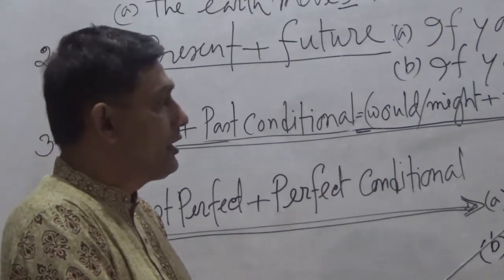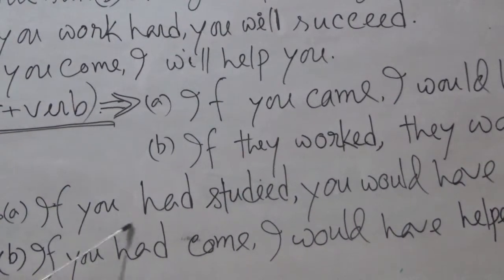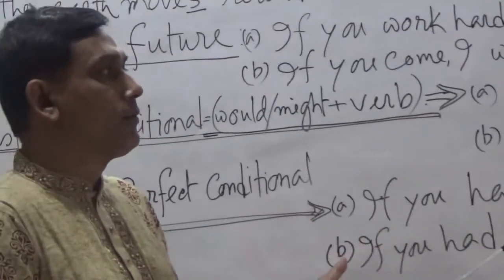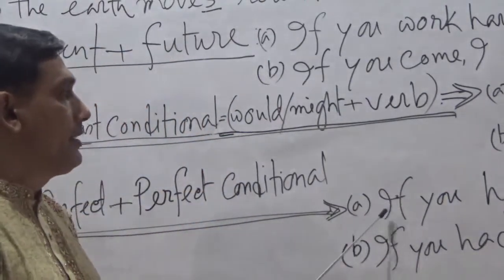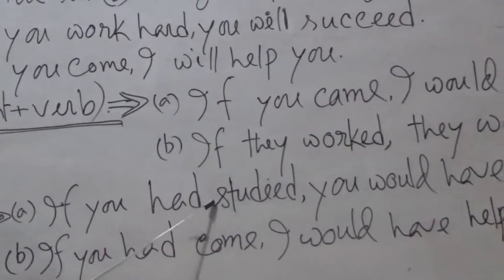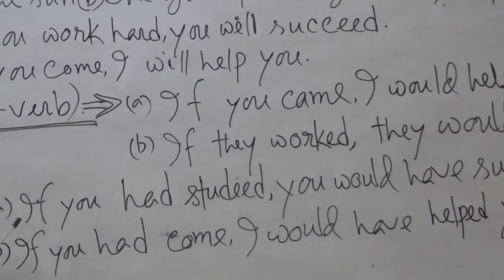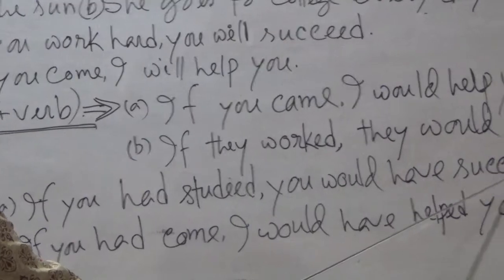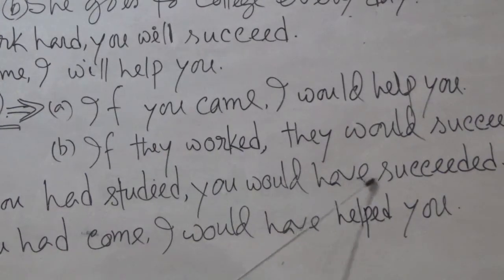The example is, if you had studied. If you had studied, this is past perfect tense, had studied. So there comes perfect conditional. You would have succeeded. As I told you, would have or might have plus past participle of the verb. This is called perfect conditional. Here you will find, if you had studied, past perfect tense, and you would have succeeded. Again I will tell you, if you had studied, you would have succeeded. This is if plus past perfect tense plus perfect conditional.